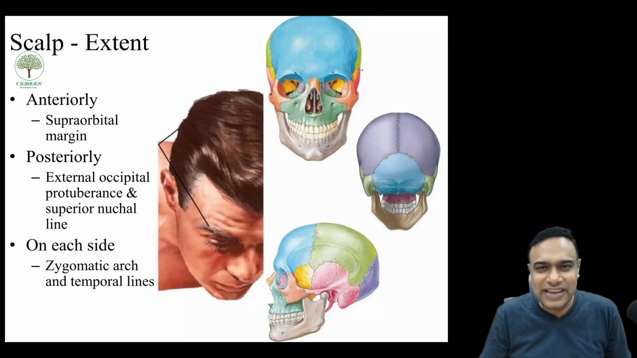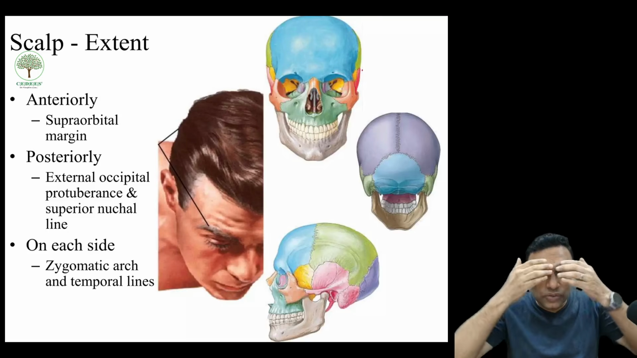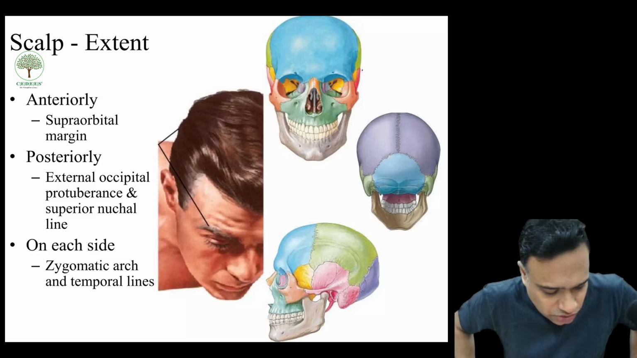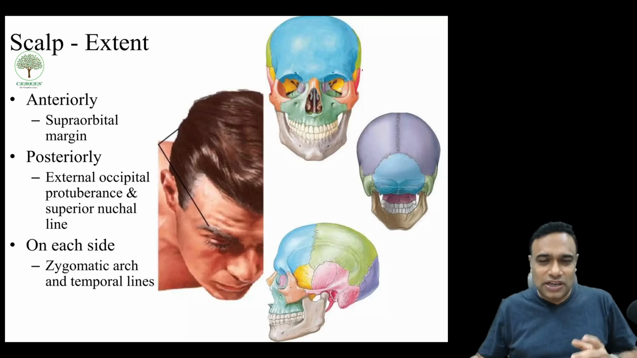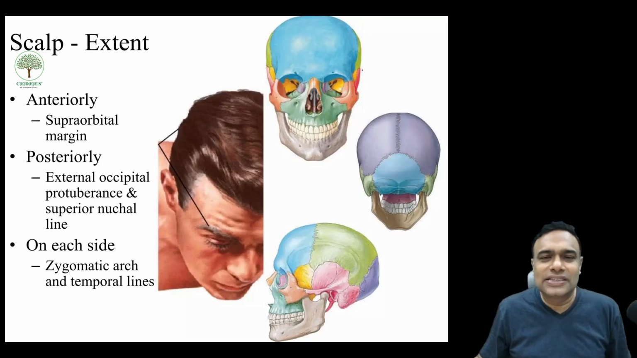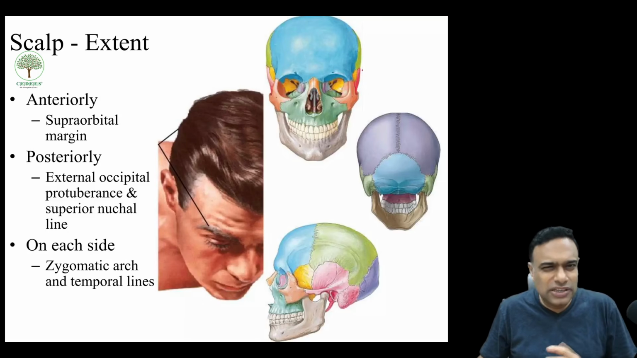Now let's look into the extent of the scalp. Anteriorly it extends from the supraorbital margin. It goes all the way backwards, posteriorly until the external occipital protuberance and the superior nuchal lines. I will show you in a skull in the next slide. On each side, it extends up to the zygomatic arch and the temporal lines. So it's easy to understand.